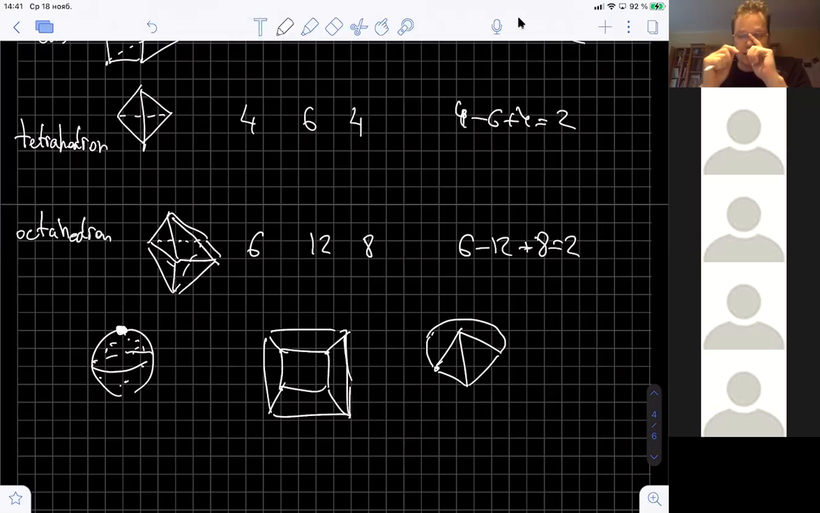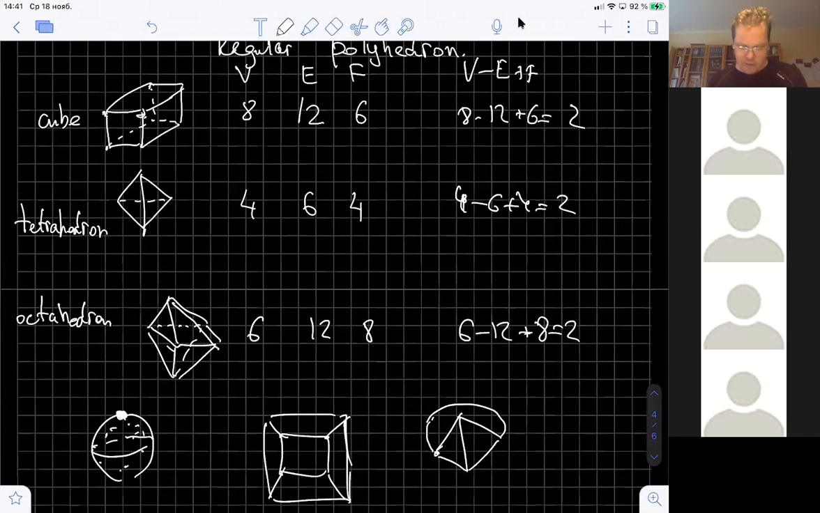If I have a small area, I can draw it on the ball and make the ball flat. So for each polyhedron, I can draw it on the surface as a planar graph, and so I have the same Euler theorem. If this is connected, then I will have the same connection between vertices, edges, and faces. And it holds for every polyhedron.